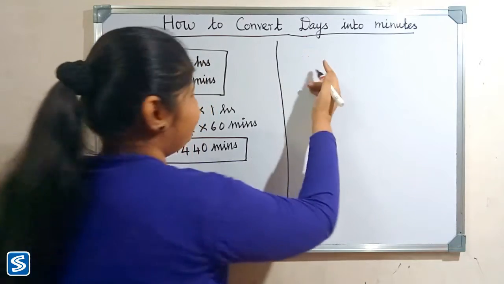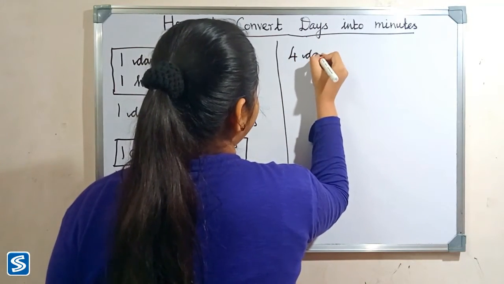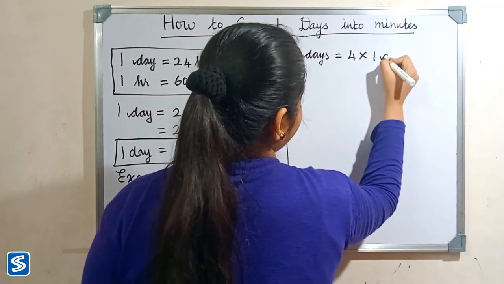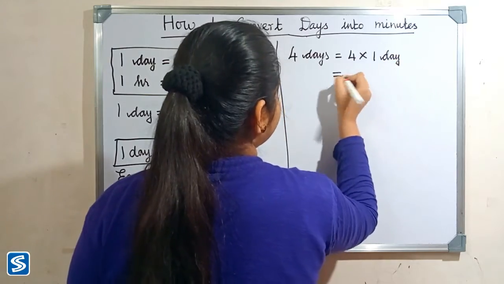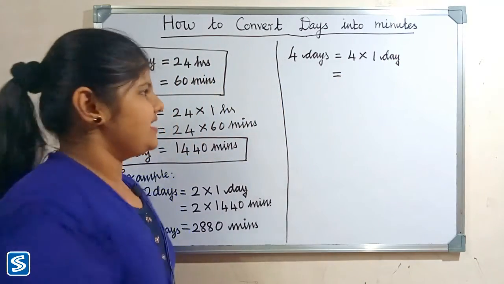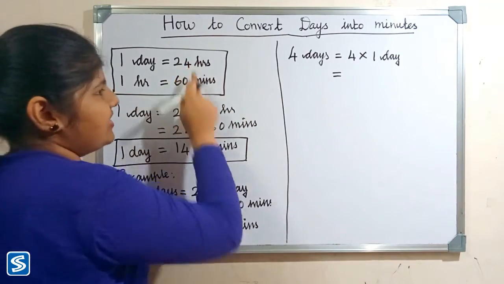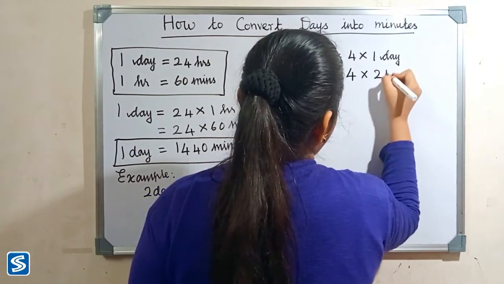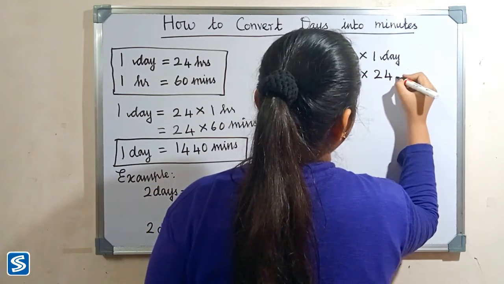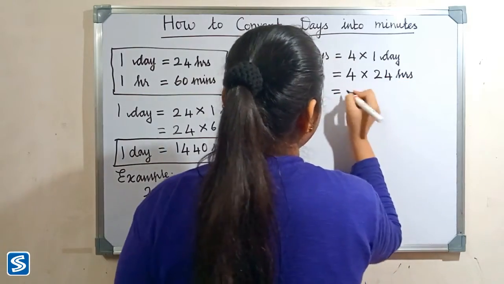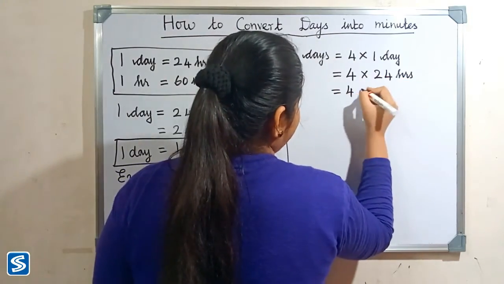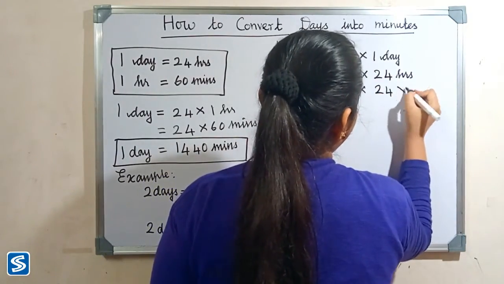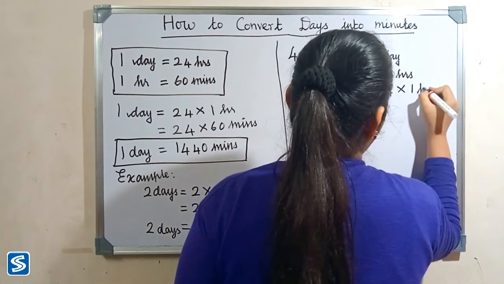For example, we can take 4 days. So 4 days can be written as 4 multiply 1 day. So 1 day will be 24 hours. So now we have to substitute this 24 hours in the place of 1 day. So 4 multiply 24 hours. So 24 hours can be written as 24 multiply 1 hour.